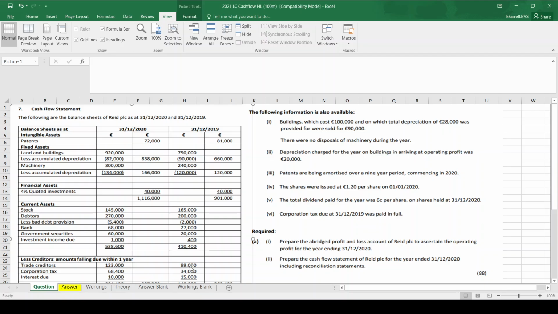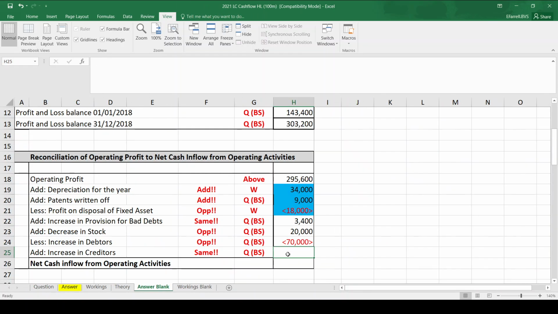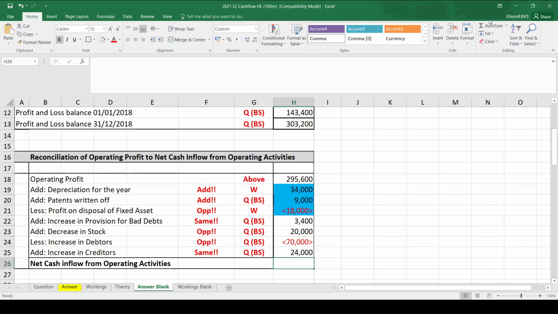So creditors have gone from 99 to 123. They've increased by 24,000, and it's the same as you think, so it's a positive 24,000. Now we just total these down, and they come to 298,000. And that is my net cash inflow from operating activities. Because it's a positive figure, it's an inflow. If it was a negative figure, it would be an outflow.